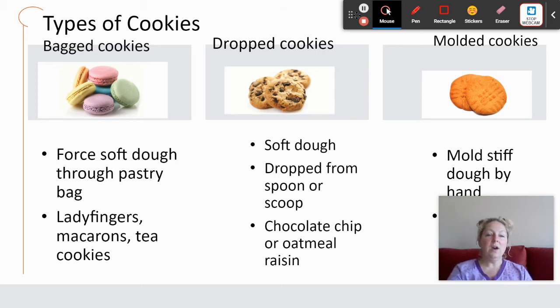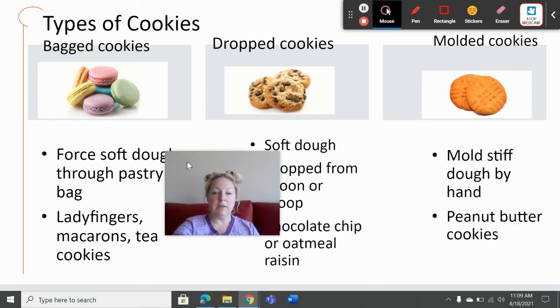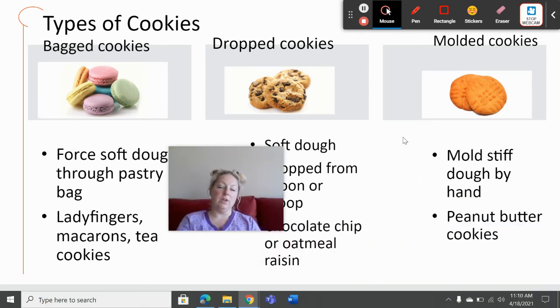Dropped cookies are like your chocolate chip cookie. It is a soft dough and it is dropped from a spoon or a scoop. Chocolate chip or oatmeal raisin is very common there. And then you have molded cookies, which are molded with a stiff dough by hand, and then you might use a stamp or some type of form to shape them further. When we do the peanut butter cookies, usually to get that design in the top, we just take a fork and just press down and then crisscross and press it back down.